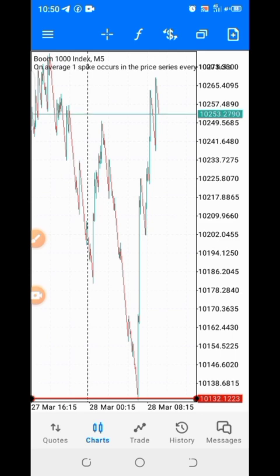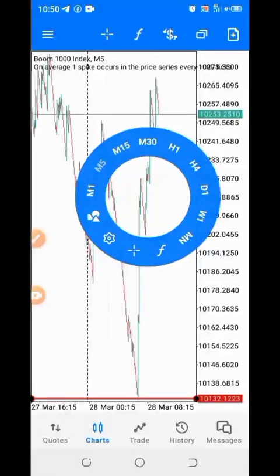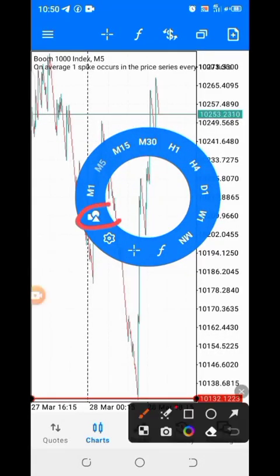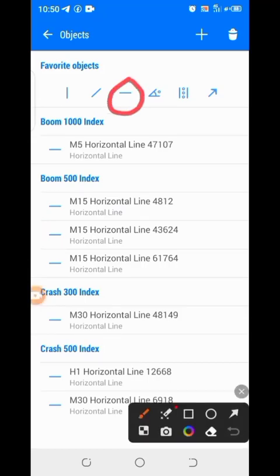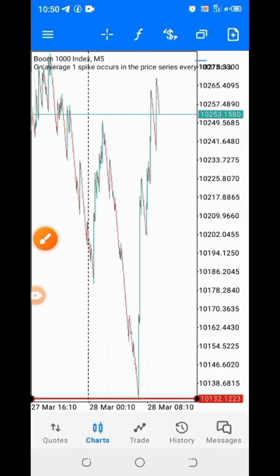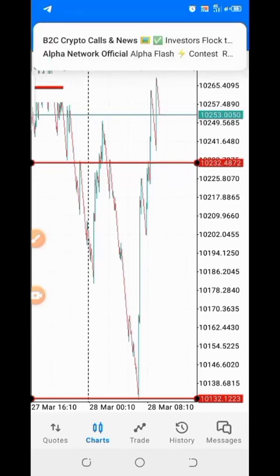10232. So I'm tapping the screen, clicking on this to place another horizontal line, and then I am dropping this at 10232. So you can see, my 10232 is within this axis, at least within here, anywhere within here.